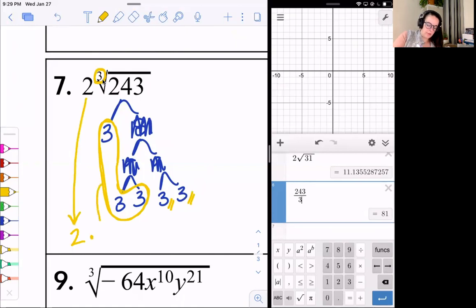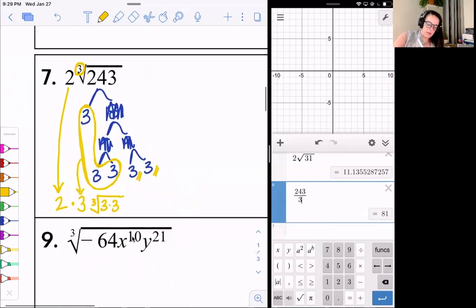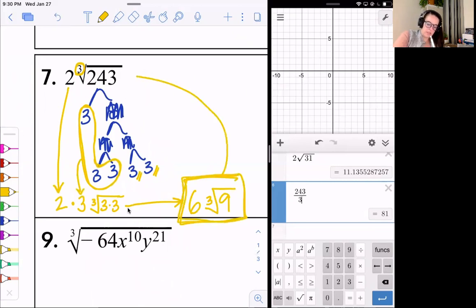I have the group of 3, and then I still have my cube root. And then I have 3 times 3, or 9, on the inside. I'm going to go ahead and simplify this by saying, okay, 2 times 3 is 6. And I have cube root of 3 times 3, which is 9. So this is the simplified version of this here.